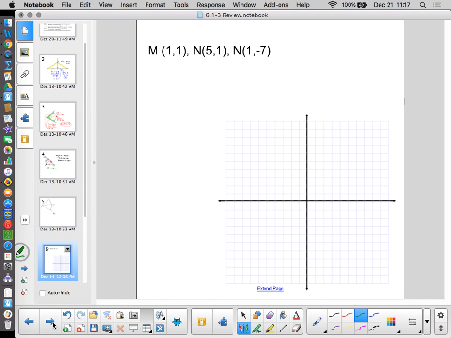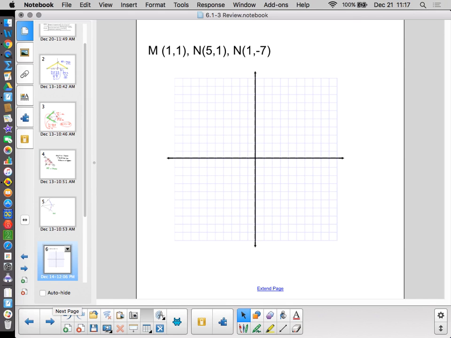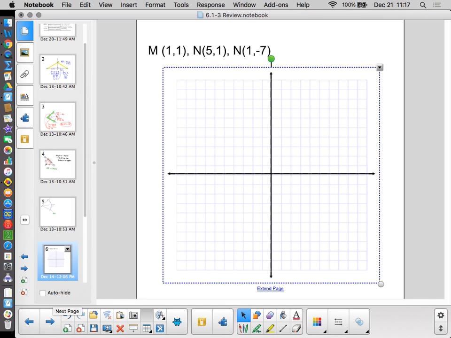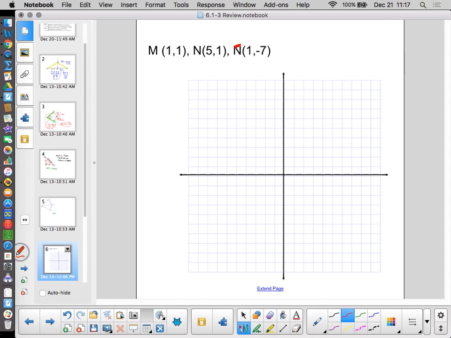All right, finding in this case the circumcenter. We're asked to find the circumcenter of this. By the way, I'll make that a P. So we start by plotting our points. Our points are at (1, 1), (5, 1), and (1, -7). Okay, so I have M, N, and P.